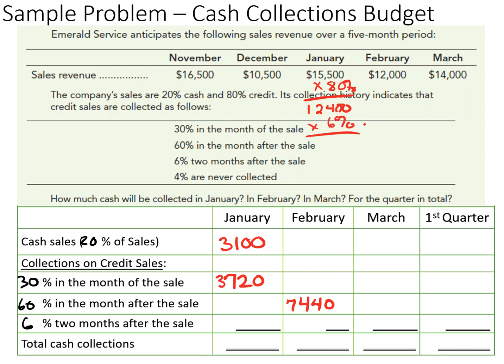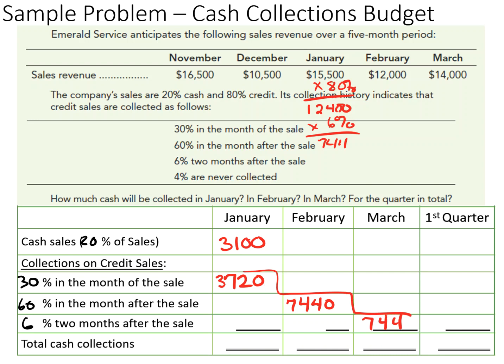And then we can do the same thing with 2 months after sale. 6% of sales are collected 2 months after sale. So 12,400 times 6% is $744. So you can see what you end up with. You kind of get this stair-stepping effect where since you're collecting every month a certain amount, we can go ahead and fill that in. So let's go back and we'll do February now.